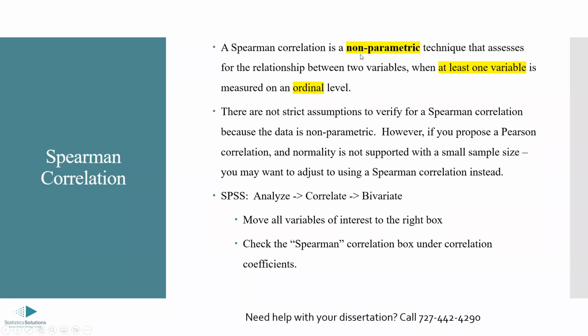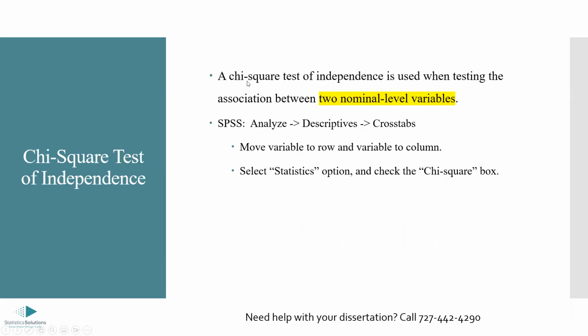A Spearman correlation, this is the first non-parametric that we have. You need to have at least one variable that's ordinal, or if you proposed a Pearson correlation and the assumption of normality is violated, then you can run a Spearman correlation as a backup. And then we have a chi-square test that was used to look at two nominal level factors.